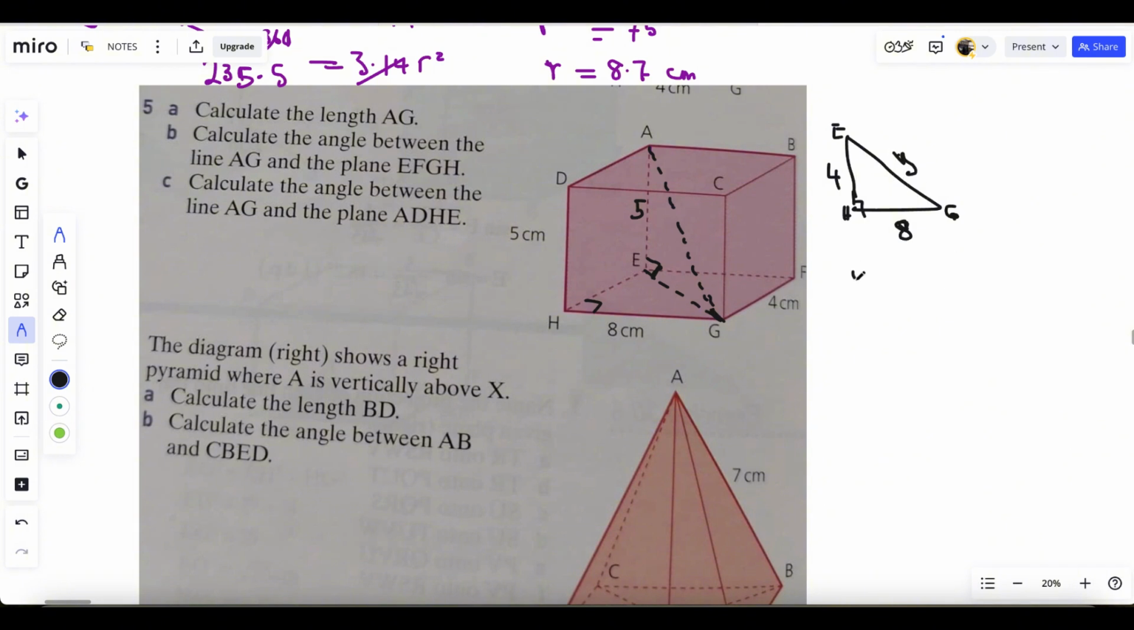I say y squared is the hypotenuse. y squared is equal to 4 squared plus 8 squared. So 4 squared, you get 16. 8 squared, you get 64. So 16 plus 64, what do we get? We get 80. So find the square root of 80. It is 8 point something, close to 9. 8.9. If you take the square root of this side, you get y to be 8.9.